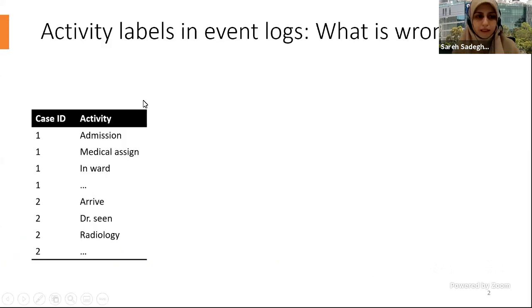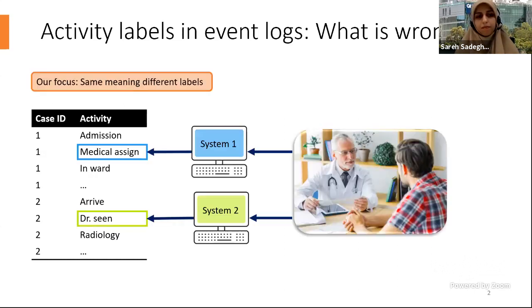Among the key elements of process event logs are activity labels, which represent the tasks that have been performed, such as admission, medical assign, inward, etc. One of the issues that have been observed with real-life activity labels is that some of them have the same meaning but different syntax. And these labels are the focus of our paper.